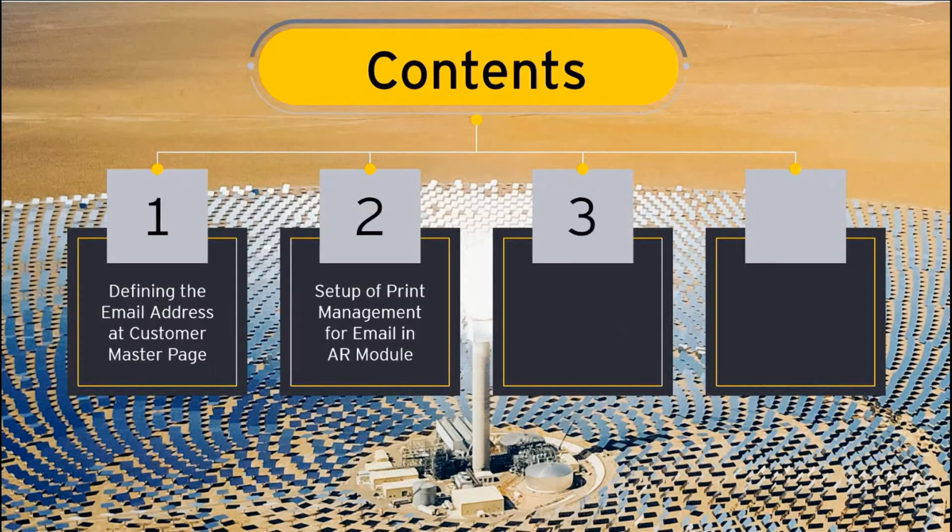Then after doing these two setups, we'll simply post a transaction with the help of a customer free text invoice, and once after posting of that particular invoice, the system will automatically send an email. So at the last, we'll check the email history and we'll show you how the email will be shown to the customer who will receive the invoice.